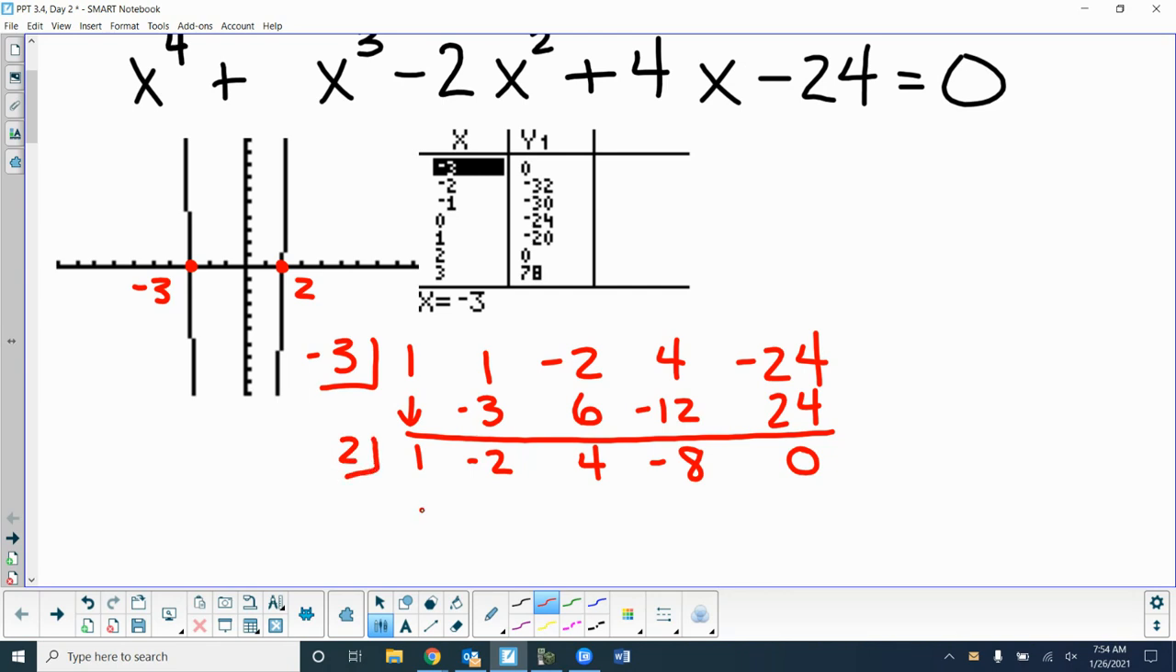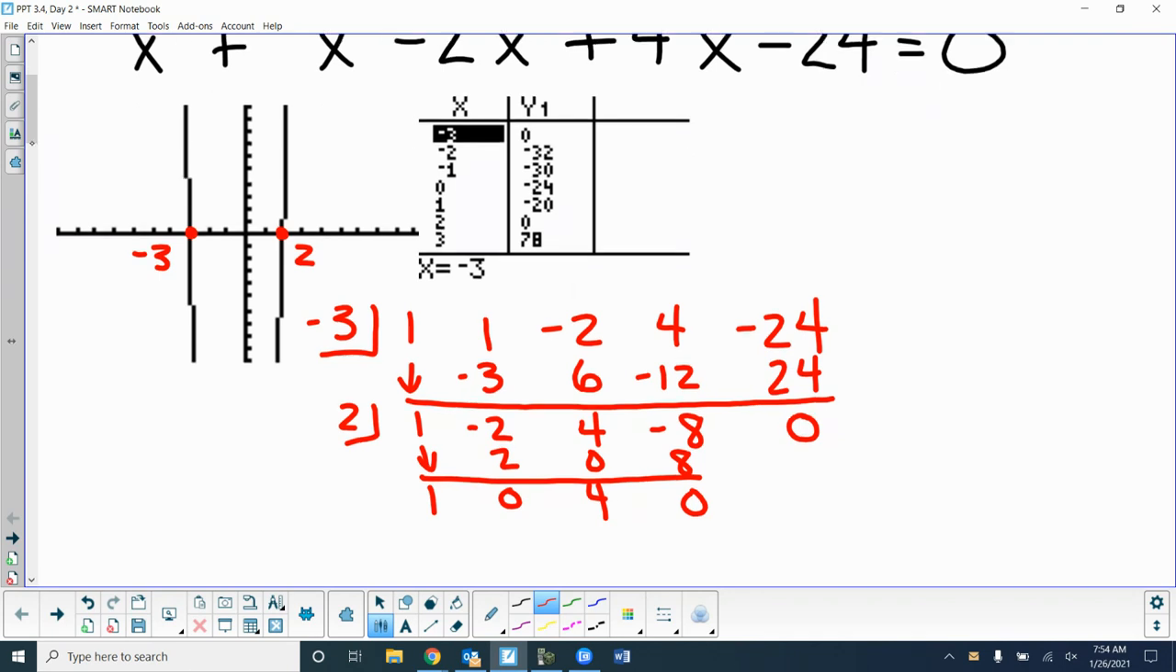And I do the 2. And I don't start over. I just use those numbers that we just reduced it to. Drop the 1 again. 2 times 1 is 2. I get a 0 here. 2 times 0 is 0. I get a 4 when I add, and 2 times 4 is 8. And I get a 0.